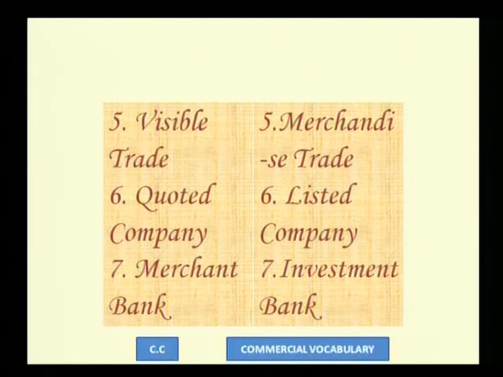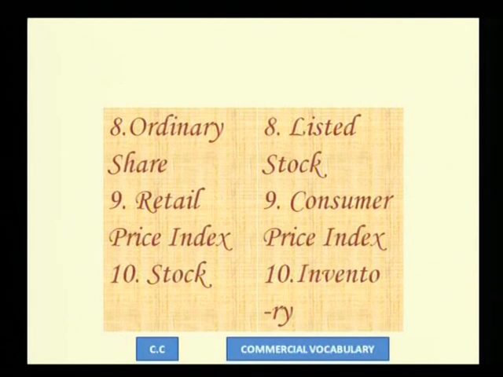The seventh term is merchant bank, for which the American term is investment bank. It is a financial institute that offers or provides capital to companies in the form of equity ownership instead of loans. I take you to the next term, which in British English is ordinary share and in American English it is listed stock. Ordinary share is a form of equity that is used at the time of bankruptcy. Listed share is the American term for ordinary share.